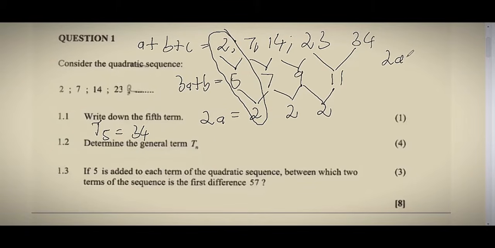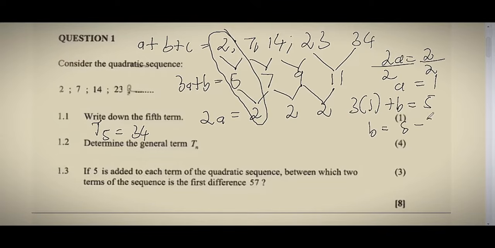We have 2a is equal to 2. Then if we divide both sides by 2, our a is equal to 1. Right, now we want to find the value of b, so we can say 3, and then in brackets 1 plus b is equal to 5. So b is equal to 5 minus 3, then our b is equal to 2.